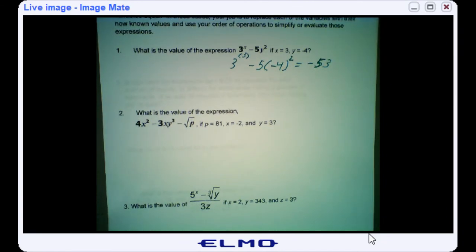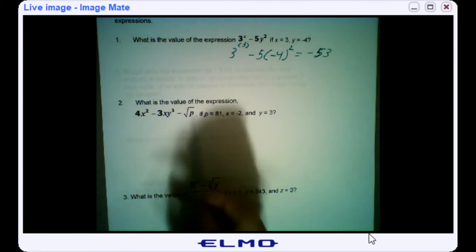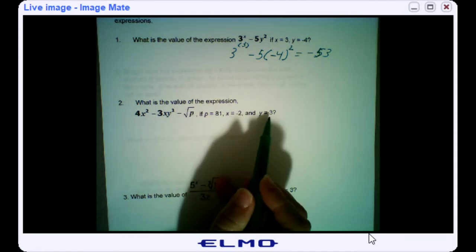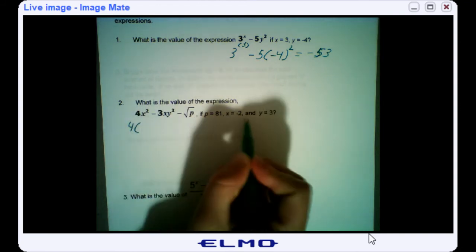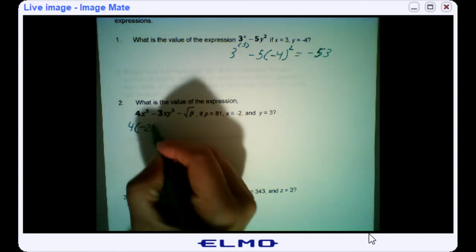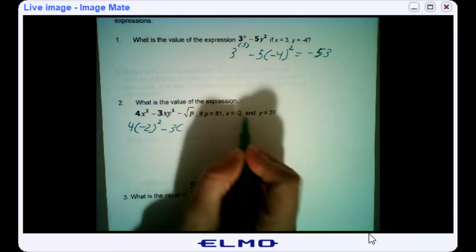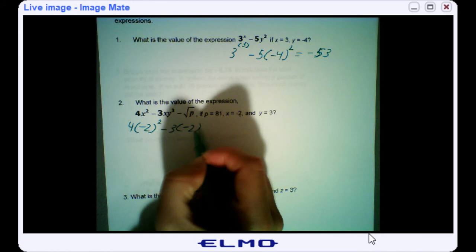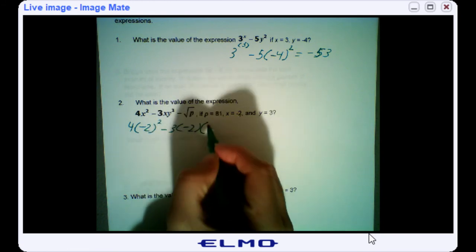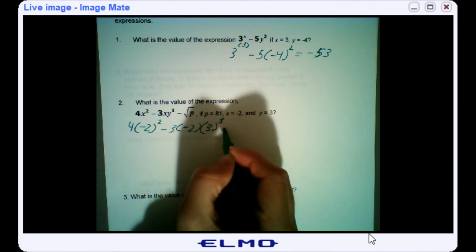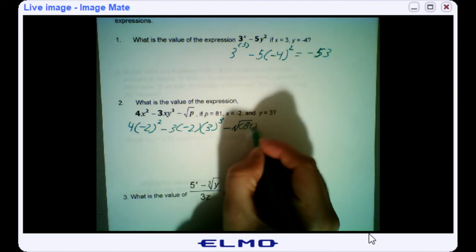For number 2, it says, what is the value of the expression? It gives us this lovely expression here, and it tells us each of our variables. So we have 4, parentheses, instead of x, I know x is negative 2, and I'm going to square it. Minus 3, parentheses, instead of x, I'm going to write negative 2 because I know they're the same thing. I have a new set of parentheses because y is a different variable. Put 3 there, and then I'm going to keep that minus the square root. Instead of p, I'm going to put 81, because that's the only thing in the square root.